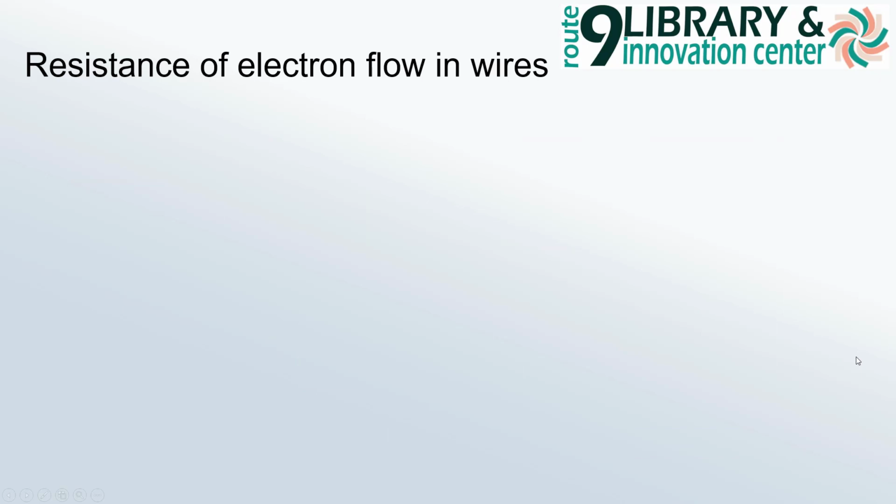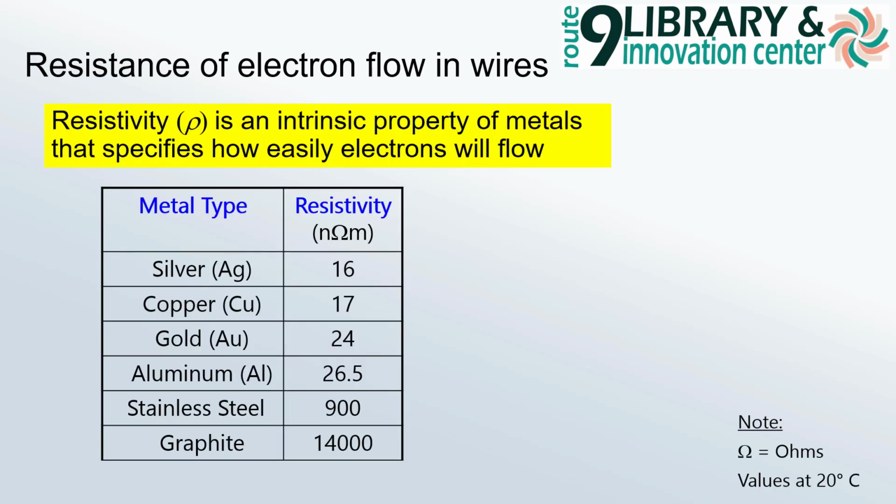So in wires, we don't have to figure out exactly the mechanism of what's causing this resistance to electrons flowing down it. The nice thing is there's a parameter called resistivity. It's an intrinsic property of the metals that specifies how easily electrons flow down the wire. And you could look it up in this table. It's got the units of nano ohm meters. If you go back to our SI list, nano is basically 1/1000th of an ohm meter. Very, very tiny. So in this table, the lower the number, the easier it is for electrons to flow down the wire. The bigger the number, the harder it is.